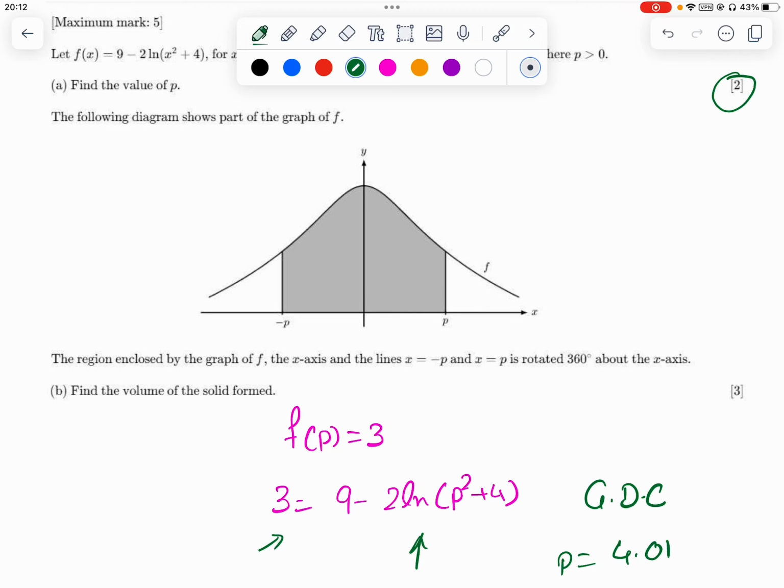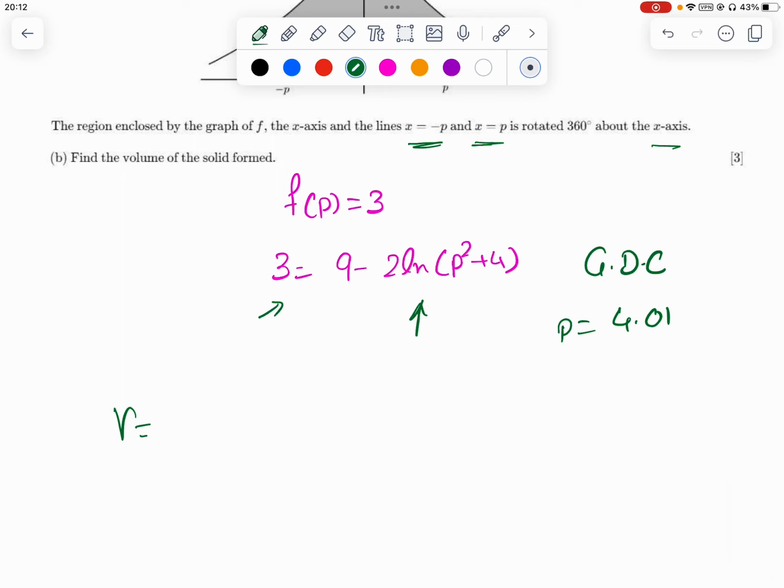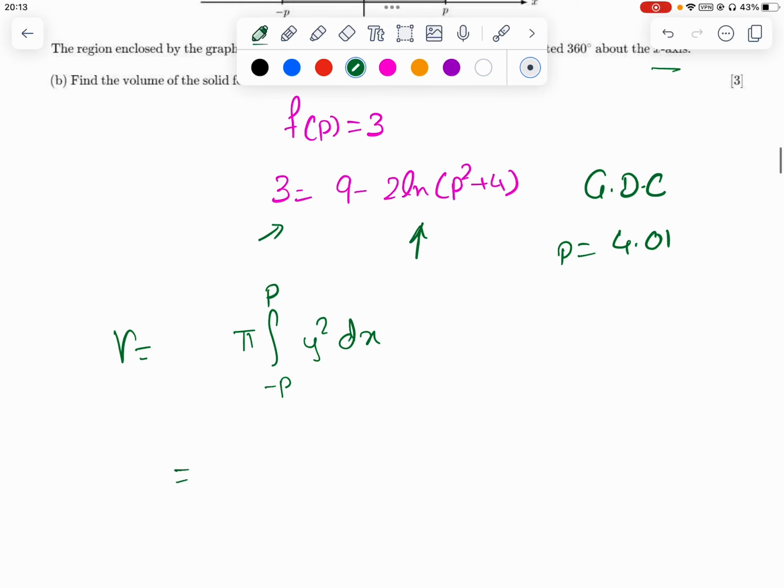Next, find the volume of the solid formed where it is rotated between x equals minus p to x equals p along the x-axis. Whenever it is along the x-axis, it is pi integral y square dx from negative p to positive p. So you can write this and use GDC again: pi integral from negative 4.01 to positive 4.01 of y square, which is 9 minus 2 ln of x square plus 4 whole square dx.